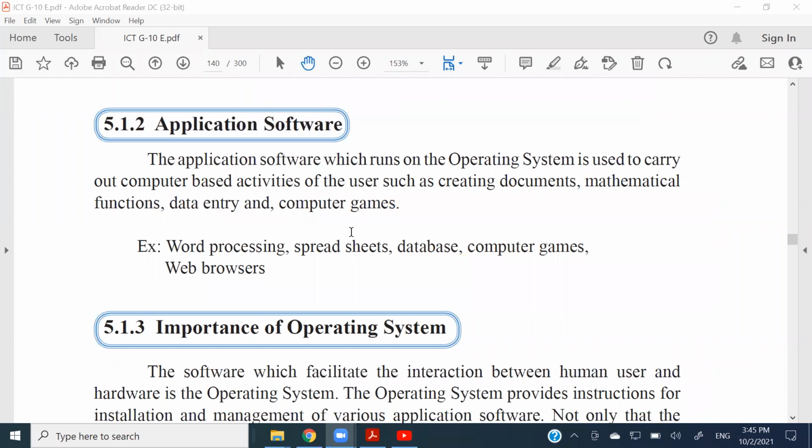Yeah, they are talking about the application softwares as well. I think you can remember what those are. They are the softwares that we use to carry out our day-to-day activities, right? So far we have learned word processing softwares and spreadsheets, and we are about to learn presentation softwares, database management systems, computer games, web browsers, media players, all these kinds of things.